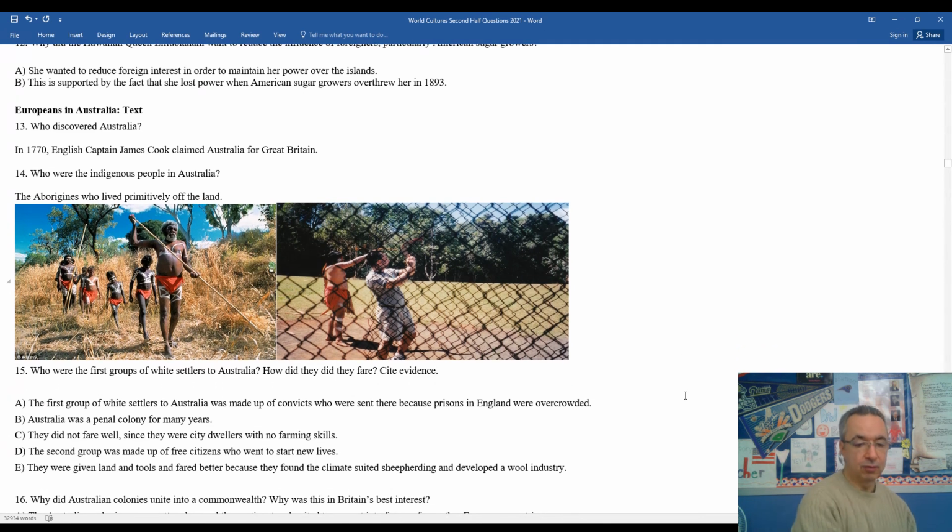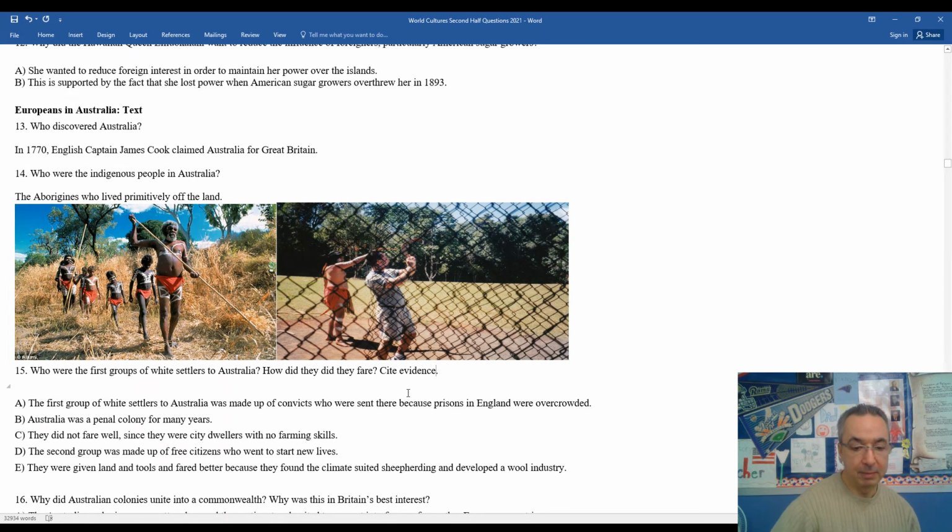15, who were the first groups of white settlers to Australia? How did they fare? Cite evidence. The first group of white settlers to Australia were made up of convicts who were sent there because prisons in England were overcrowded. It was basically a penal colony initially, or a place for prisoners. They did not fare well since they were city dwellers with no farming skills.